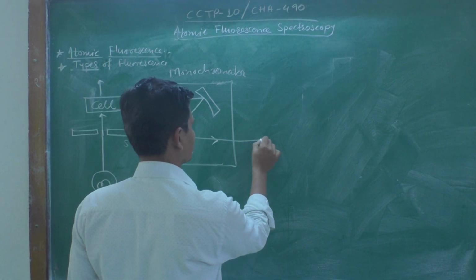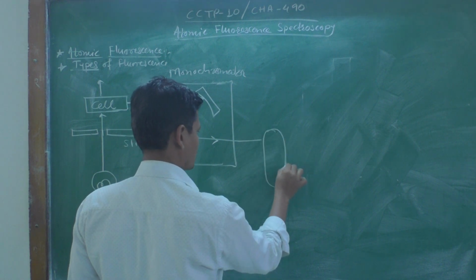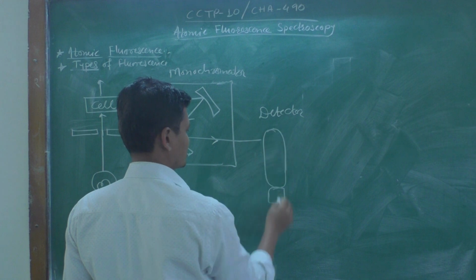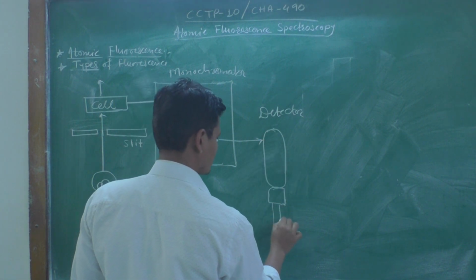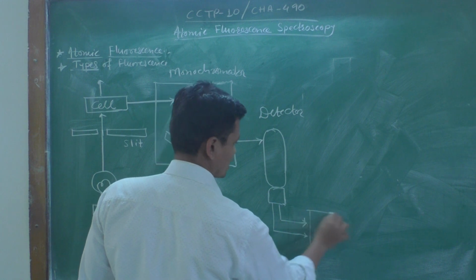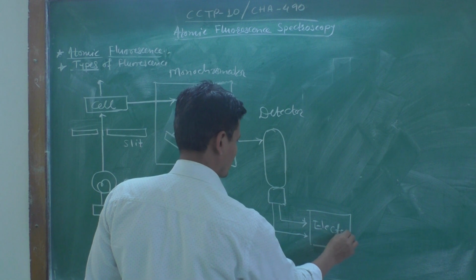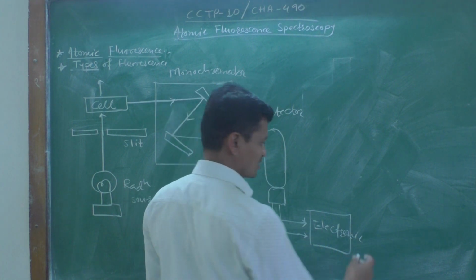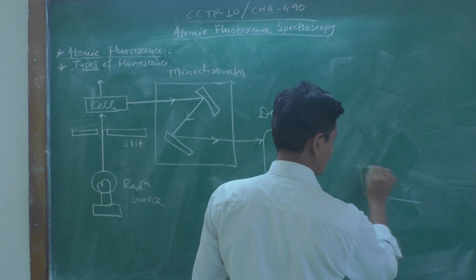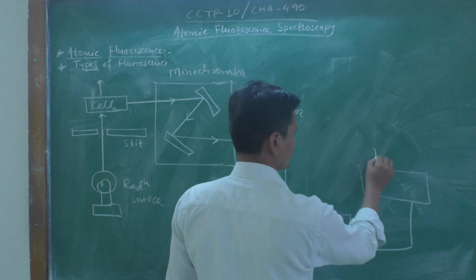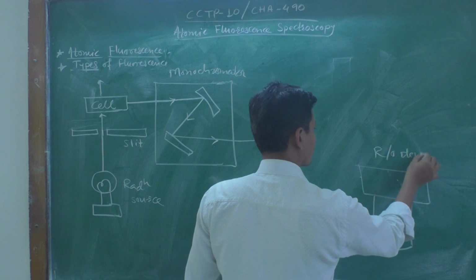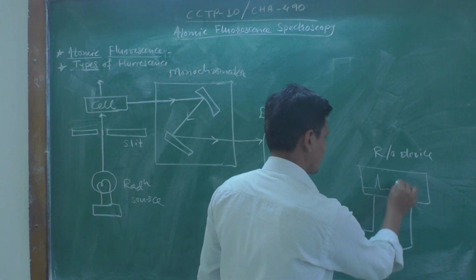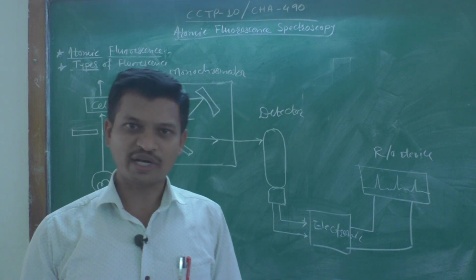Then here it is the detector. This detector gives some signals to the electronic part. Some electronic components are there, and these electronic components give a signal to the readout device. So this is the readout device, this is the electronic components. The readout device gives a graph or spectra, we can say.